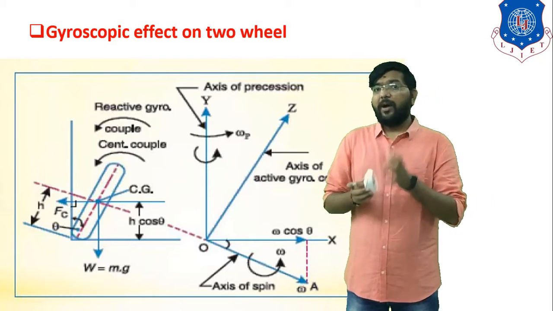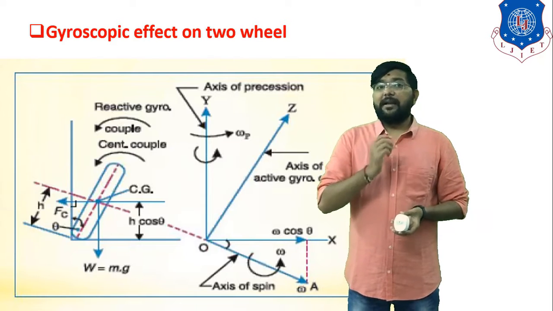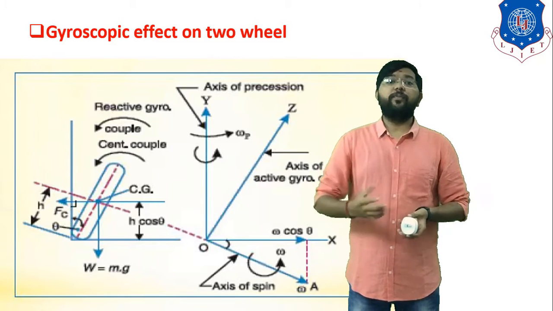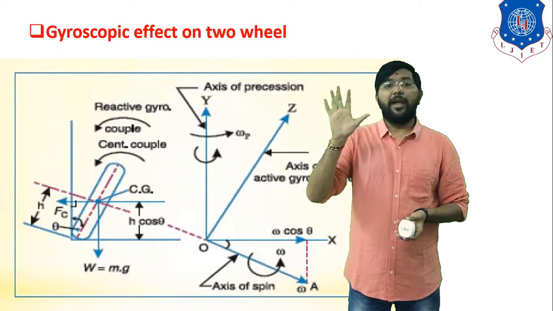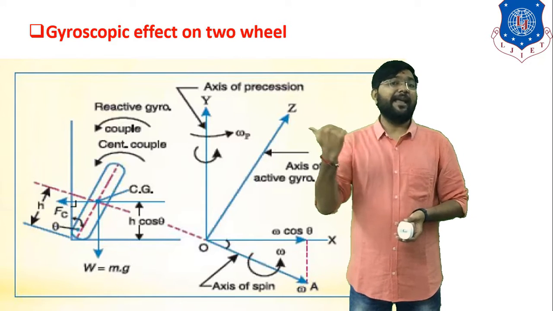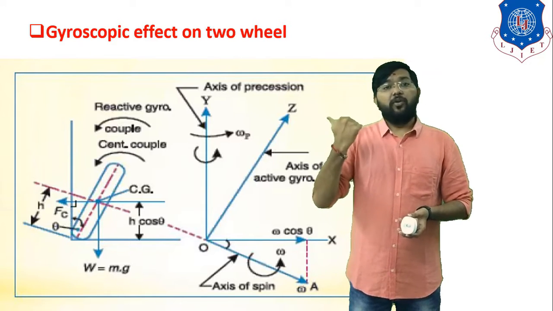Now, what is the axis of spin? The direction of rotation of the wheel is anti-clockwise. If you apply the right hand thumb rule and put your fingers in the anti-clockwise direction, your thumb indicates the axis of spin.